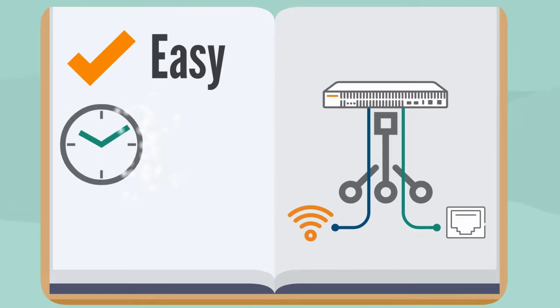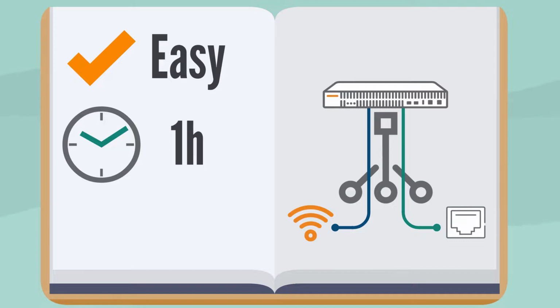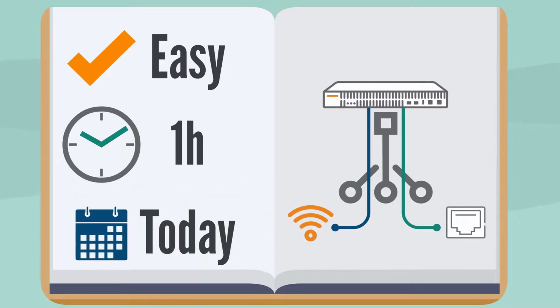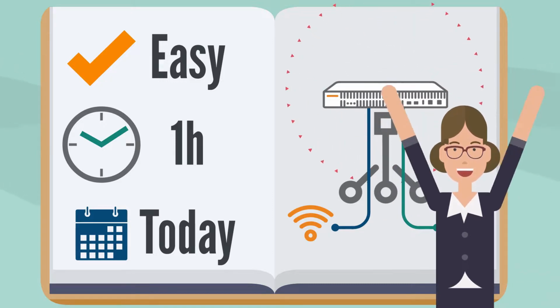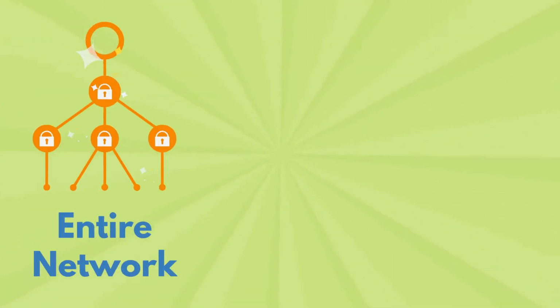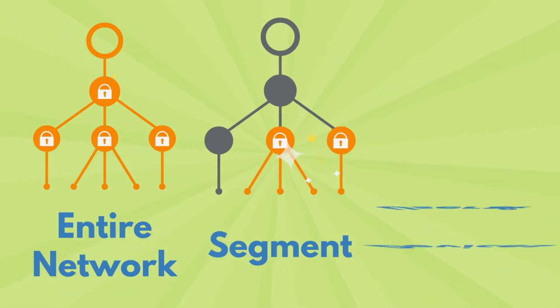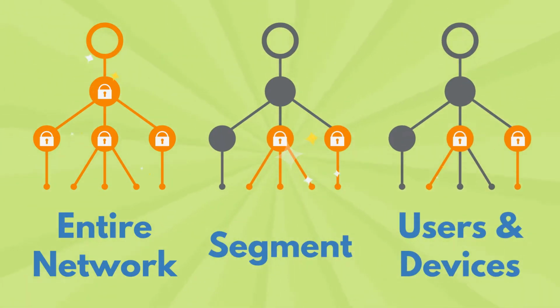It sounds involved, but dynamic segmentation is actually quite easy to implement. Tunnels for wired devices can be up and running in about 1 hour. Dynamic segmentation can be done today with your existing topology. It leverages your existing skill set with familiar protocols and technologies. Dynamic segmentation doesn't have to be applied to the entire network either. It can be applied to a network segment or a subset of users and devices.